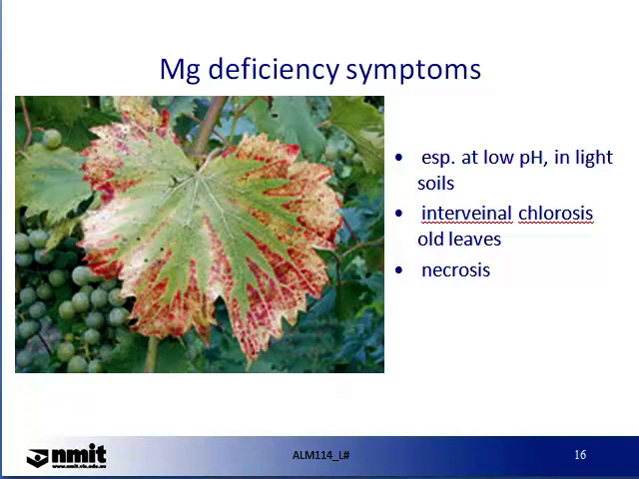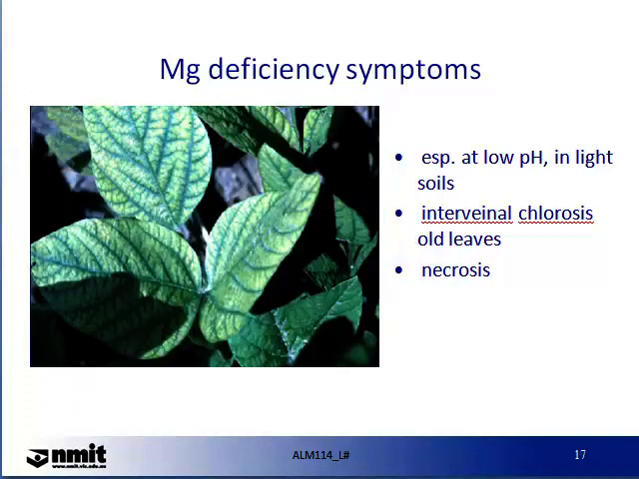The expression of symptoms is greatly dependent on the intensity of light to which leaves are exposed. Deficient plants exposed to high light intensities will show more symptoms. On the slide is another example of what magnesium deficiency symptoms may look like in the leaf.